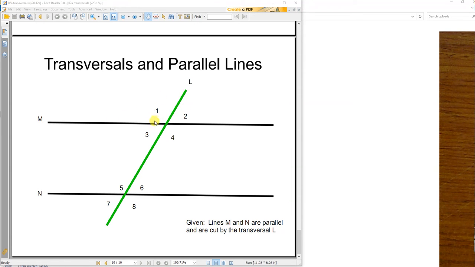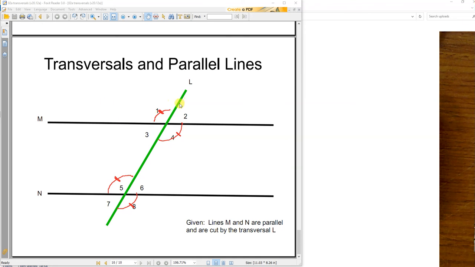So this angle right here is congruent to this angle. Why? Because they're corresponding. But look at this. 5 is congruent to 4. Why? Because they're alternate interiors. And 4 is congruent to 1 because it's a vertical. And 8 is congruent to 5 because it's vertical, but 8 is congruent to 1 because they're alternate exteriors. So look at all those angles right there are congruent to each other.